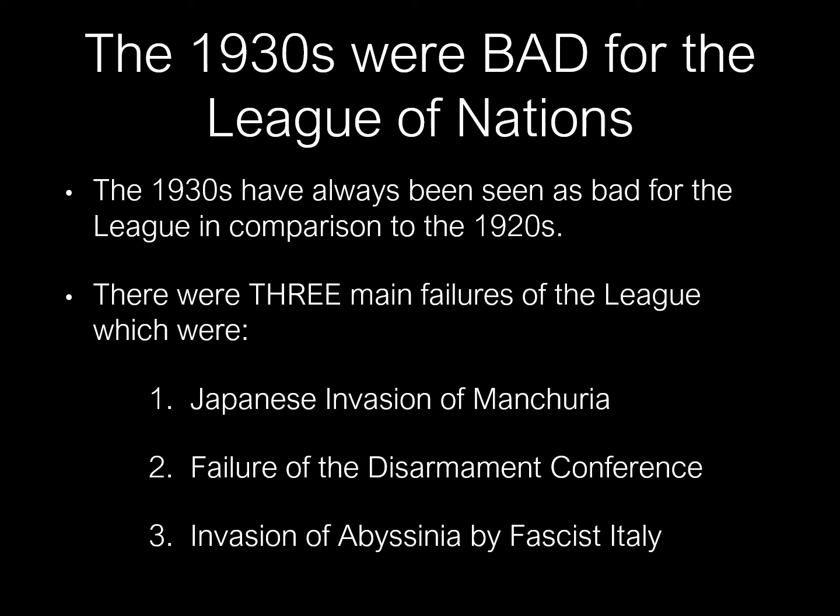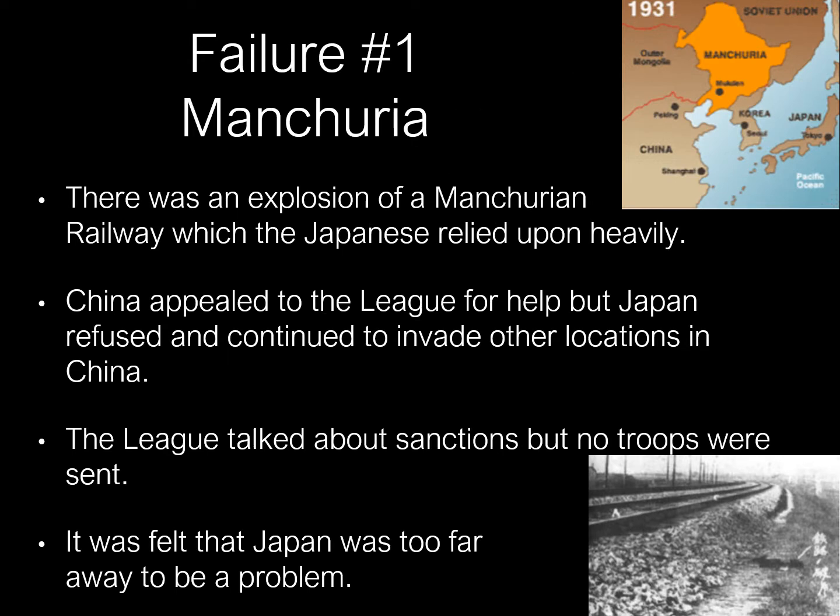The 1930s was seen as bad for the League because there were 3 main failures for the League, and that was Imperial Japan's invasion of Manchuria, the failure of the Disarmament Conference, and fascist Italy's invasion of Abyssinia in Africa. So the first failure was in Manchuria.